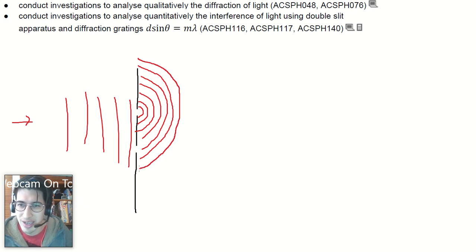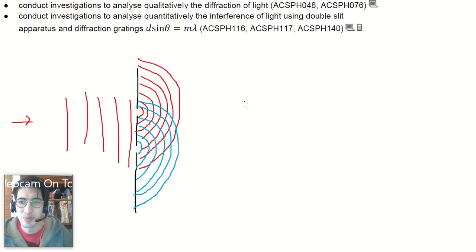Now we're using a red laser here, however I'm going to use blue for this second slit here so you can see more easily the interaction between one wave and the other, because they are going to interact. All right, now right in the middle here at this spot here, we have the light from one slit overlapping with light from the other slit.